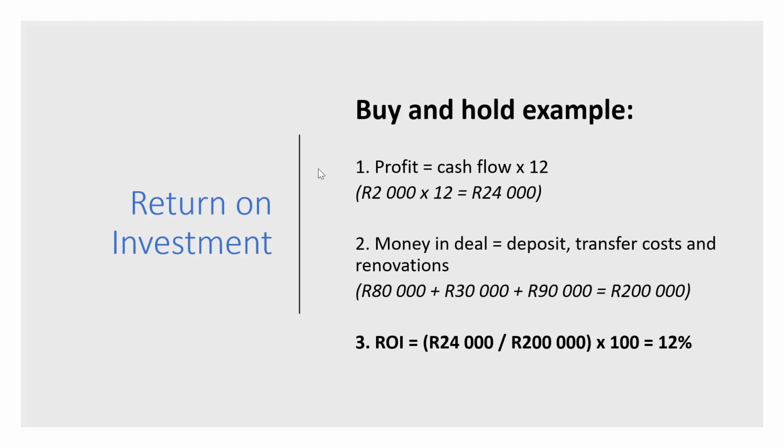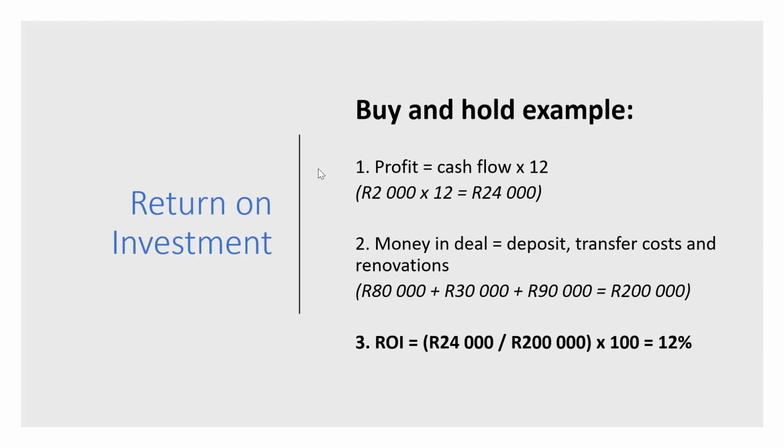Now, your money in your deal, remember, is the money you put in, not the money that the bank is loaning you or an investor is loaning you. Usually the money that fits into this category would be your deposit. So you'll put a 10% deposit down, the bank will give you a 90% loan. So you've got to put that deposit down. You've got transfer costs, things like your transfer duties, your bond registration costs, etc. And then maybe you'll have some renovations.